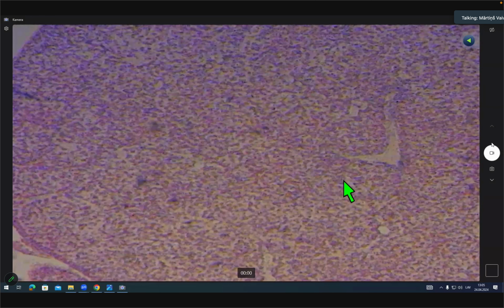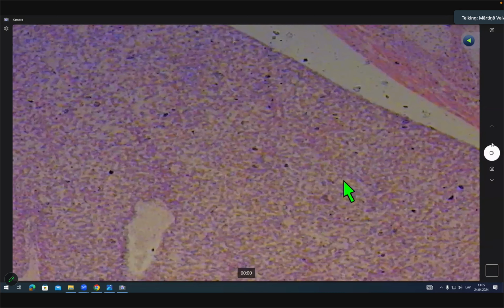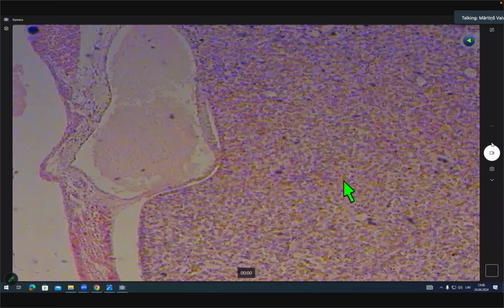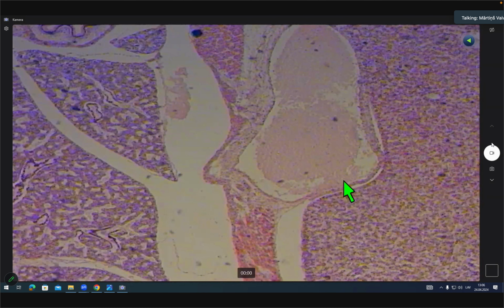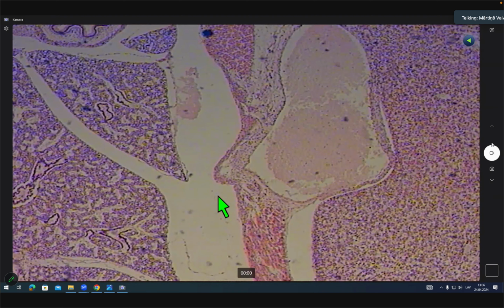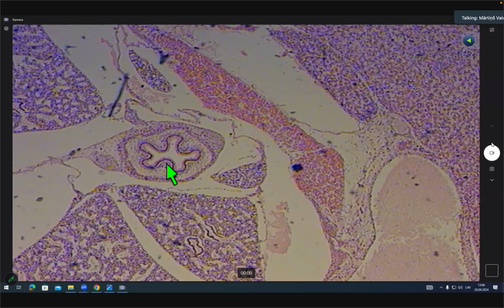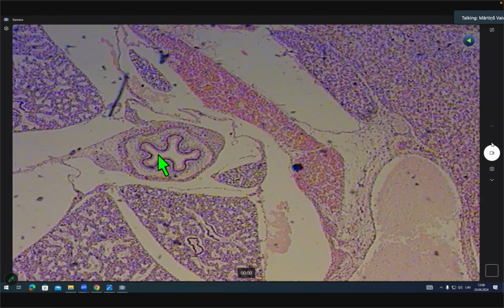So, rat embryo cross-section. This is a very large liver, so the liver takes a lot of space in the slide. We see the diaphragm and the lung development at the pseudoglandular stage. If we continue to move, we see the esophagus. You see this uniquely shaped lumen, that's the esophagus.